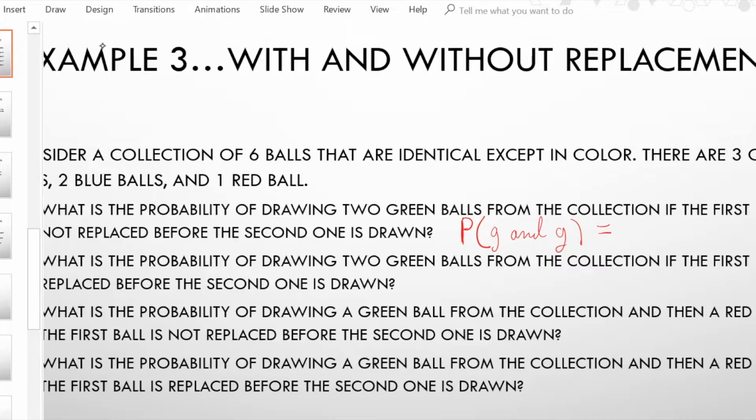Now, on the first draw, I have 6 balls in the bag, and 3 of them are green. So what's the probability that I pick a green ball on the first one? 3 out of 6, or we could reduce to 1/2. Either way, I'm just going to leave it as 3 out of 6 for now. Now we have an and probability, so that means we're multiplying.